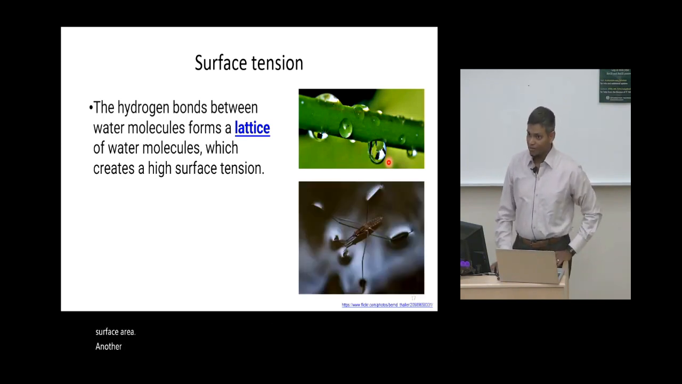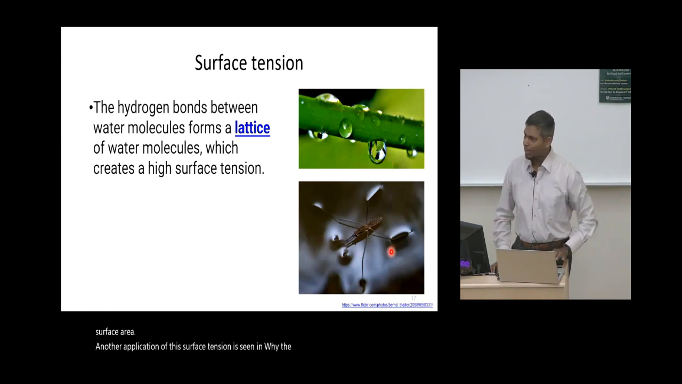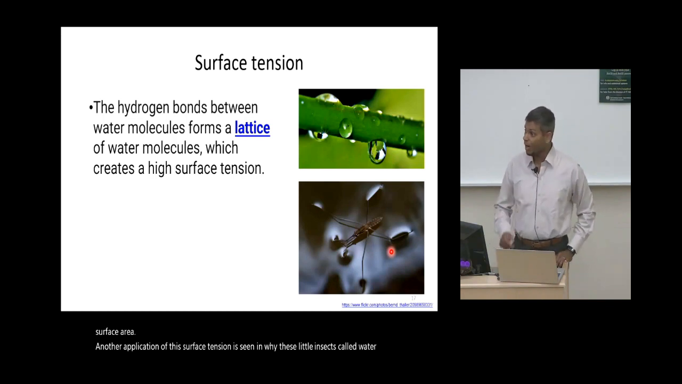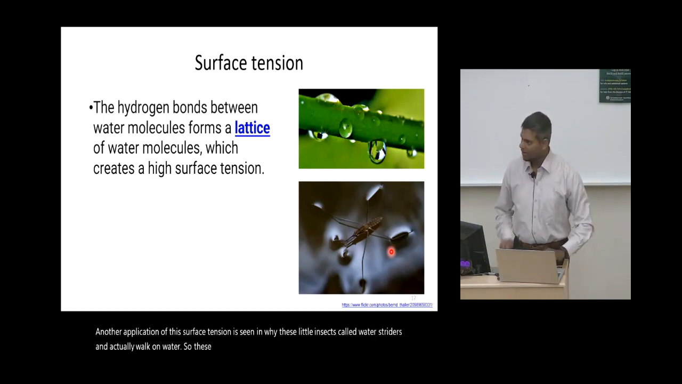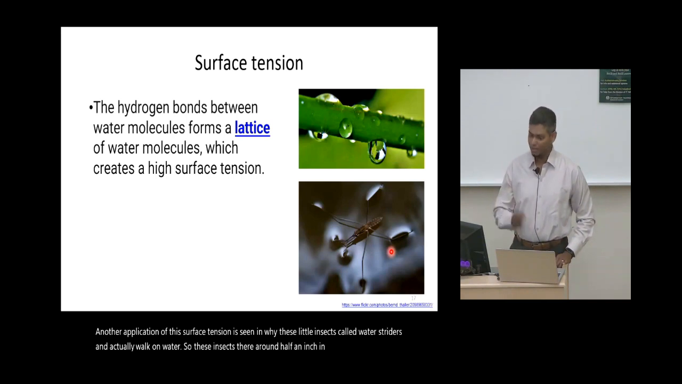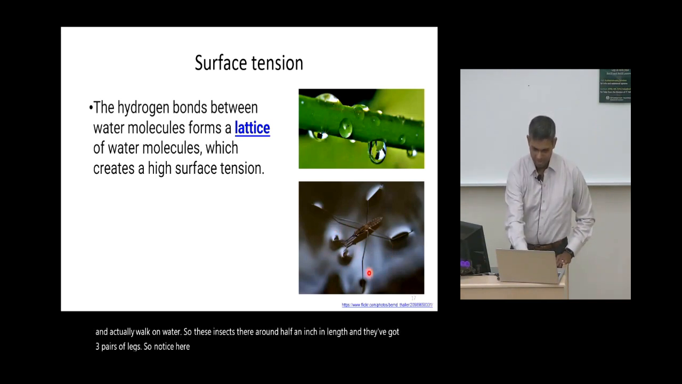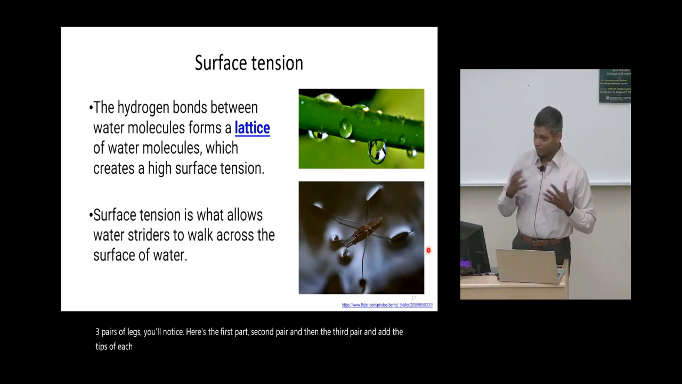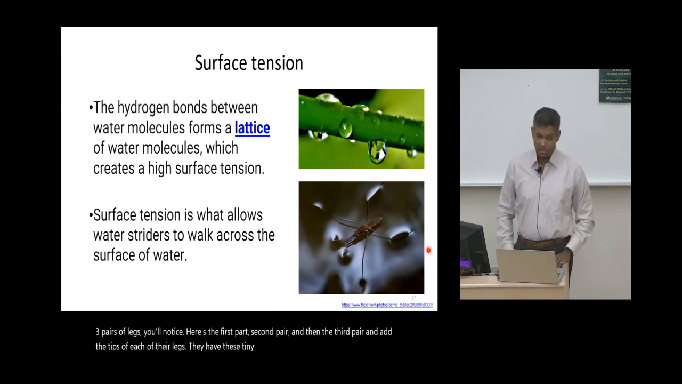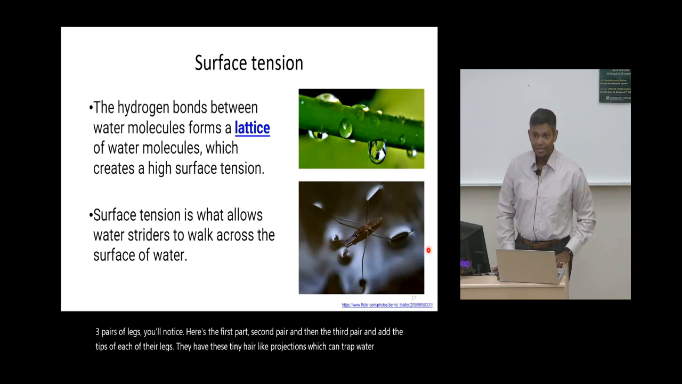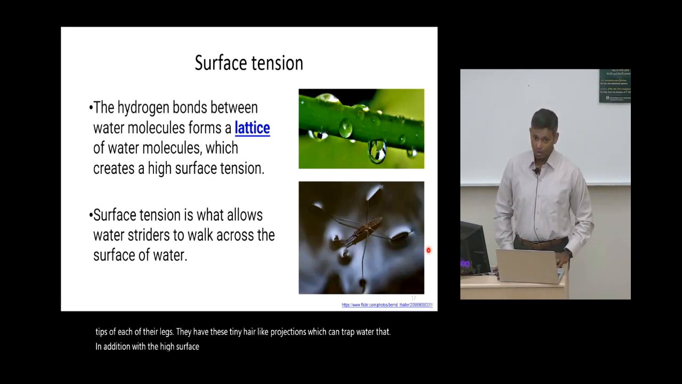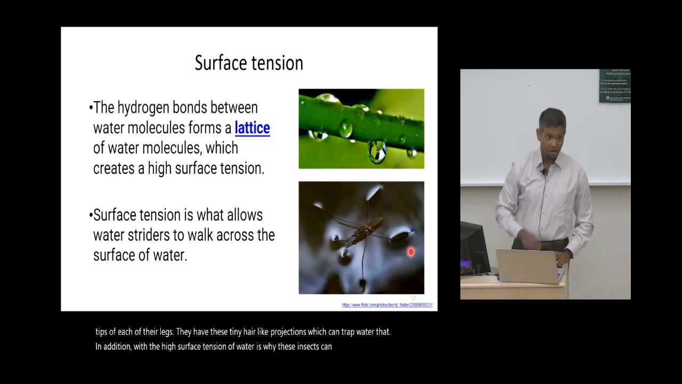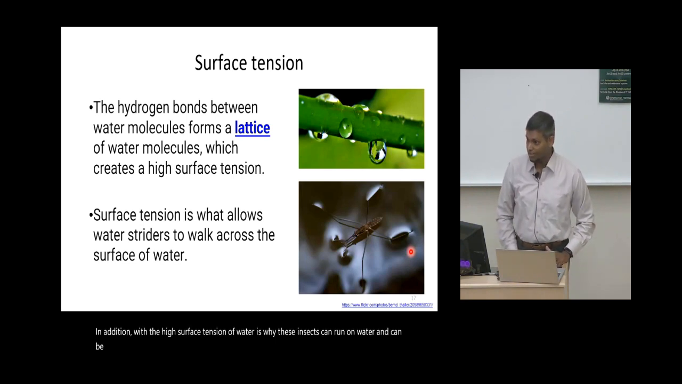Another application of this surface tension is seen in why these little insects called water striders can actually walk on water. These insects are around half an inch in length. They have 3 pairs of legs. Here's the first pair, second pair, and then the third pair. At the tips of each of their legs, they have these tiny hair-like projections which can trap water. That, in addition to the high surface tension of water, is why these insects can run on water and can be very good predators. So that is another application as well.